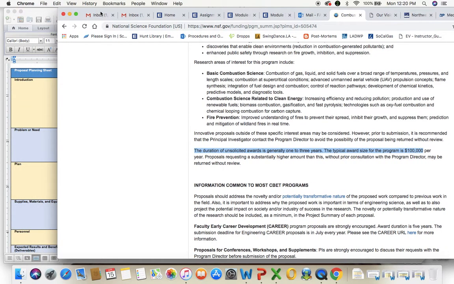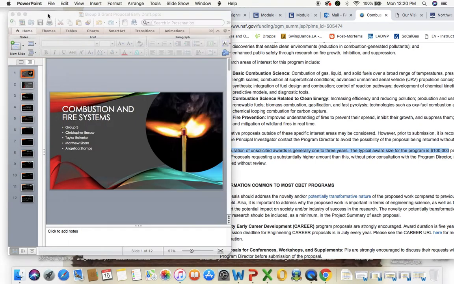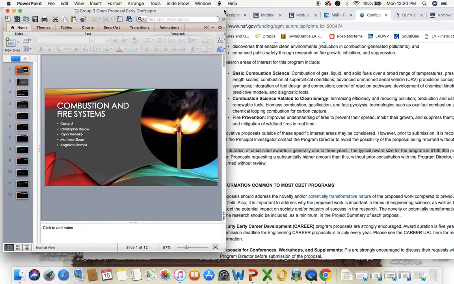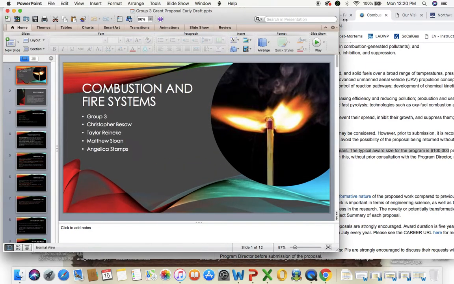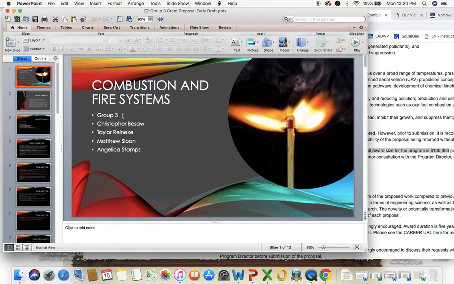And so once I get to talking about the actual grant proposal early draft, which is what I'm going to do now, if I can find it, there it is, and then I'll talk about the potential clients that I found. So you guys are group 1, just so you know. You don't have to put your group number on there, but I really like your first slide. I think it's great. Combustion and fire systems.